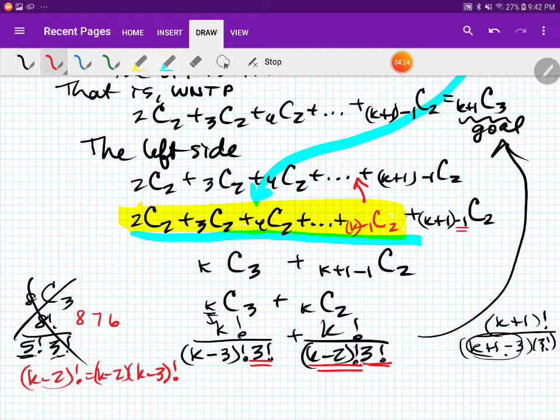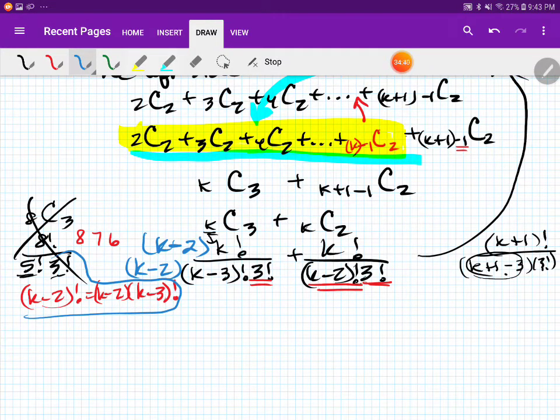So if I put, let me change colors so you can see better. I'm thinking if I multiply this by k minus 2, top and bottom, that makes my denominator k minus 2 factorial.